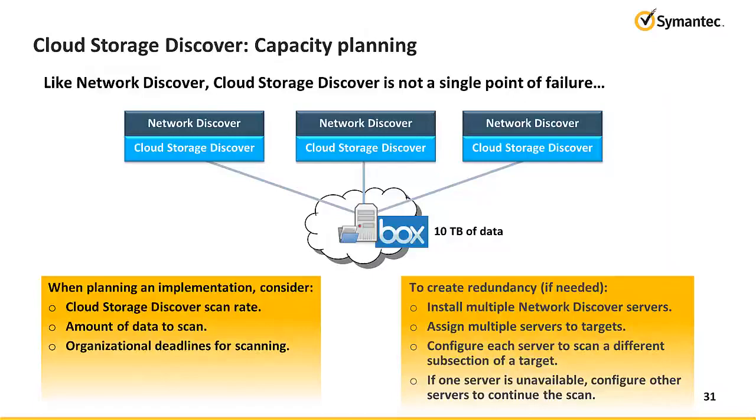The main difference is that Cloud Storage Discover scans content residing in cloud-based data repositories, such as Box. This figure shows 3 Network Discover and Cloud Storage Discover servers scanning the content of a corporate Box repository. In this example, the DLP administrator would configure 3 separate Cloud Storage Discover targets that each direct one detection server to scan a specific subset of folders within Box. The more detection servers you have scanning, the quicker the cumulative scan of all Box content will complete.